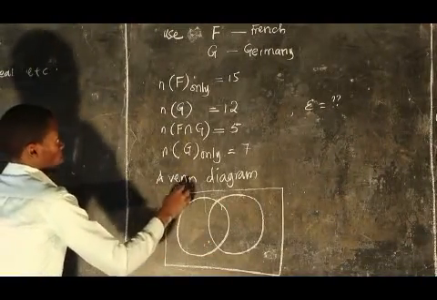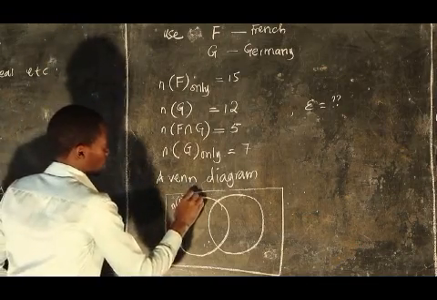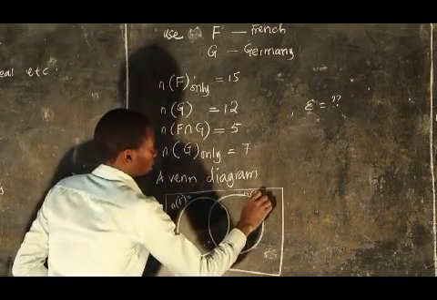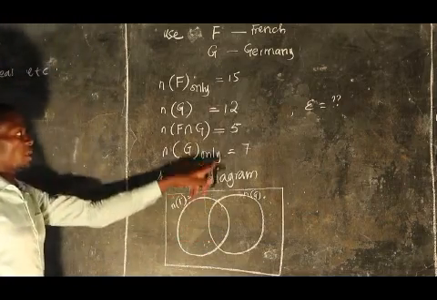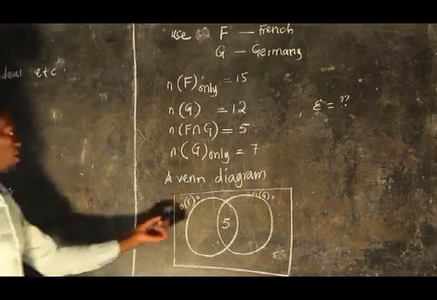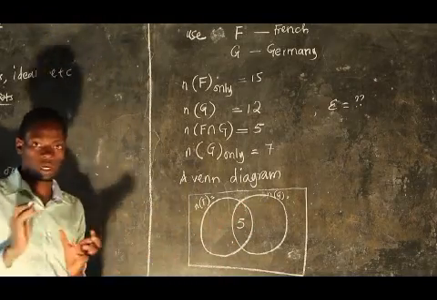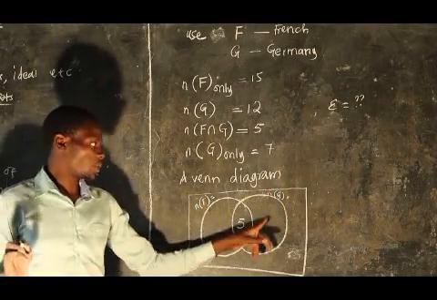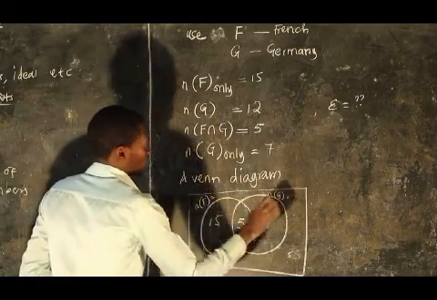Now we are going to label these two sets. The first one is French, F. The number of F, we are going to put them there. The number of German, we are going to put them there. This is the intersection. We know them, they are 5. So these are 5 students, or 5 children who study French and German. Now here, these parts are the only ones we have. So we have French only, we put it here, and German only, we put it here. French only is 15, German only is 7.